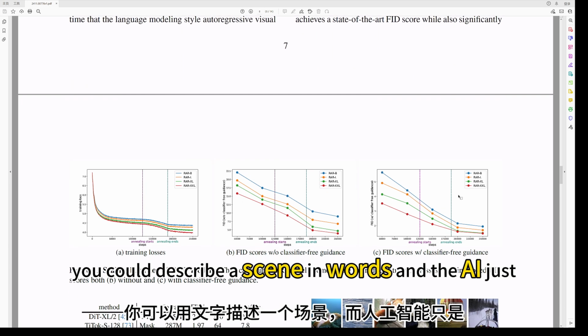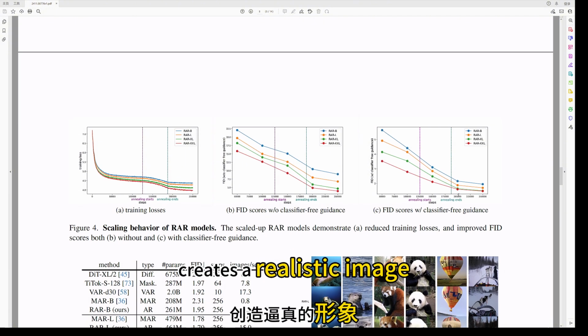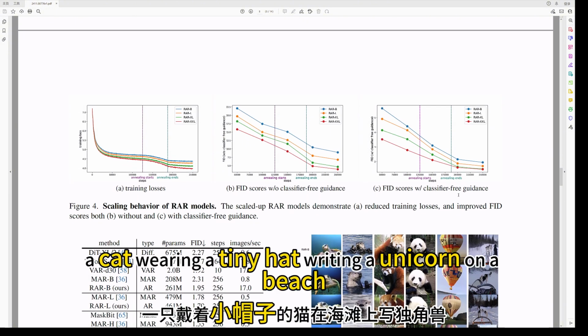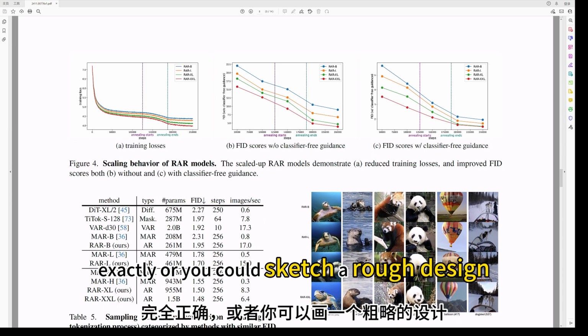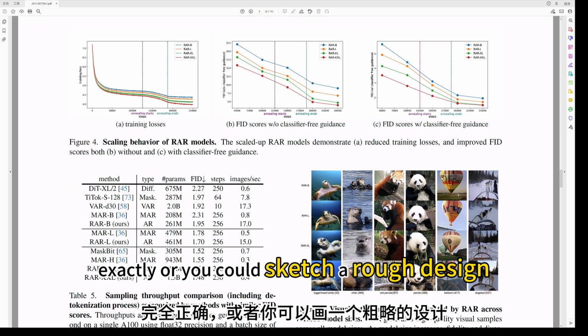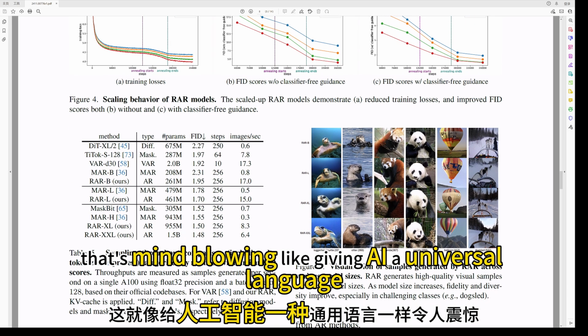Think about it. You could describe a scene in words, and the AI just, poof, creates a realistic image. No way. Like, tell it a cat wearing a tiny hat riding a unicorn on a beach, and it just makes it. Exactly. Or you could sketch a rough design, and it fills in the details super realistically. That's mind-blowing, like giving AI a universal language.